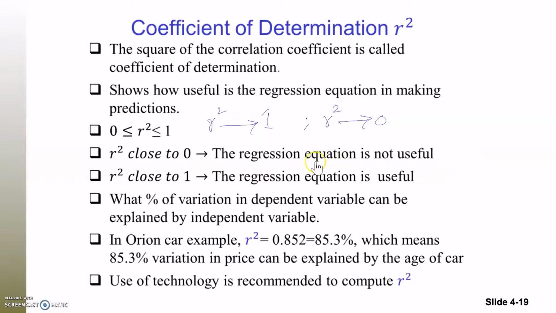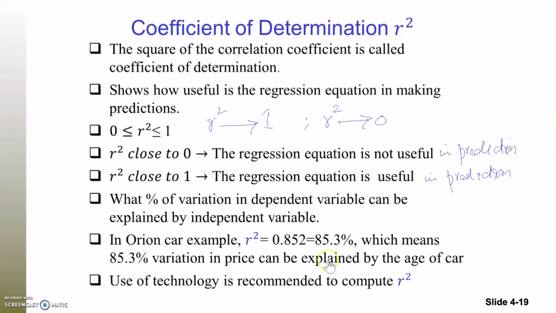So I told you that I will explain how good this regression equation is in doing the prediction. Again, let me repeat. If the value of r square is close to 0, it means the regression equation is not useful in prediction. You don't use this model for prediction purposes, right? But if the value of r square is close to 1, then it means it's useful in making the prediction. That's the first use of this coefficient of determination.